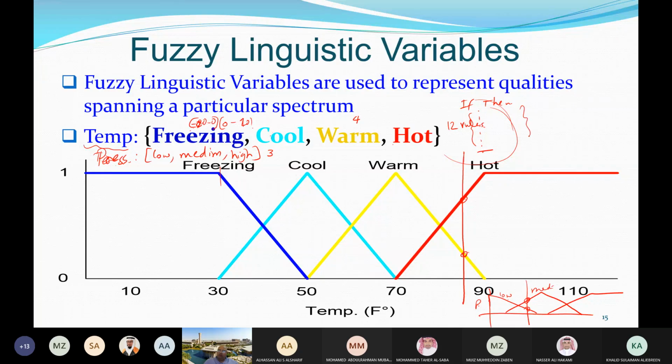So here we have 4 rules out of 12 will be fired. Fired means has a value. It is not 0. So what we will do later, we will combine these 4 rules together. We will see the outputs of these excited or fired rules, and then we will end up with the final action later on.